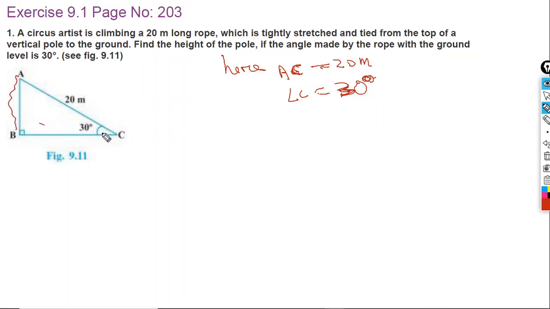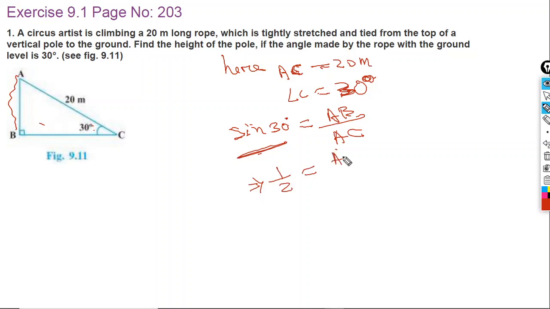If we can find sine 30, then it will be AB by AC. Sine 30 degrees equals AB by AC, which implies, you know the value of sine 30, that is 1 by 2, is equal to the length of AB, which we don't know, so write AB. AC, you know, is 20 meters, so write 20. This implies AB equals 20 by 2, which will be equal to 10 meters.